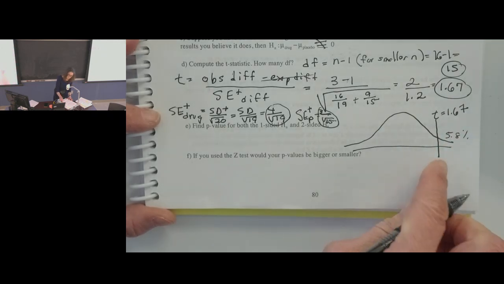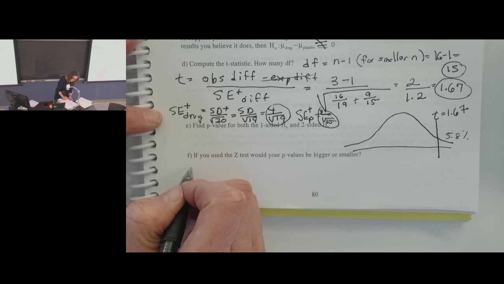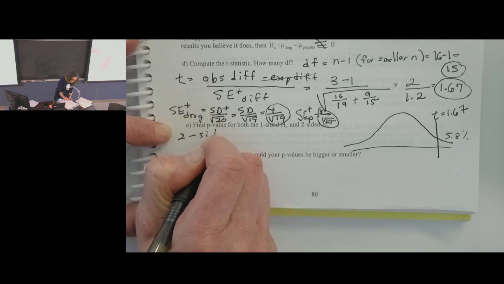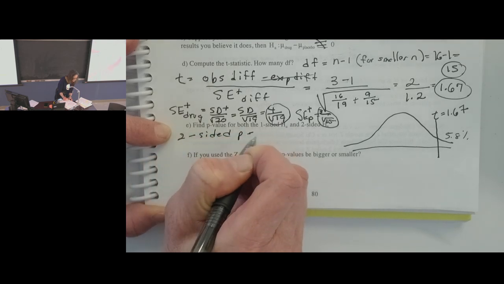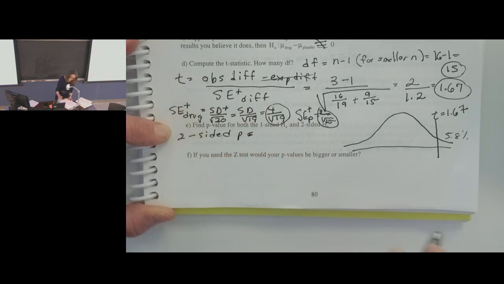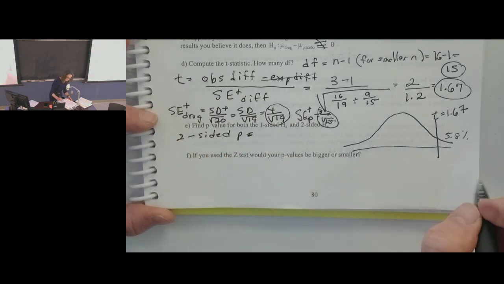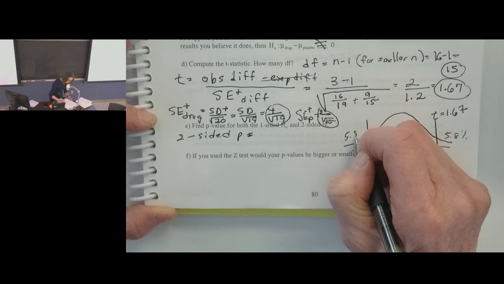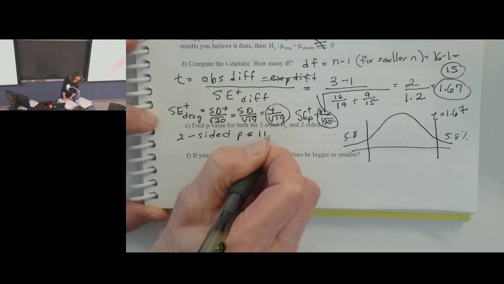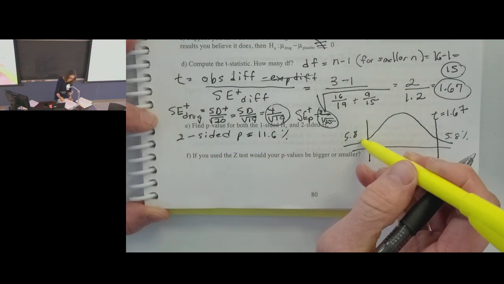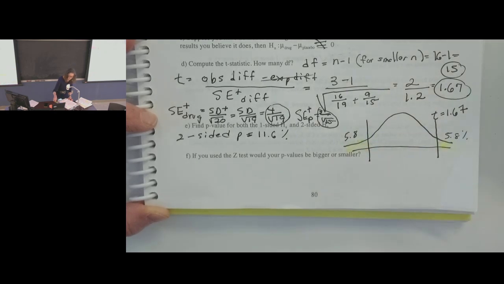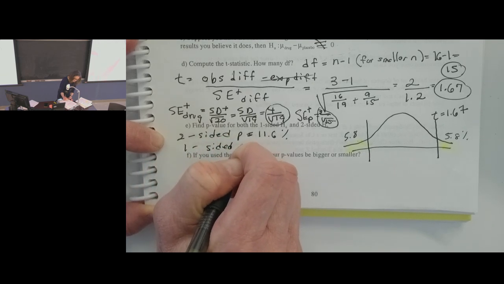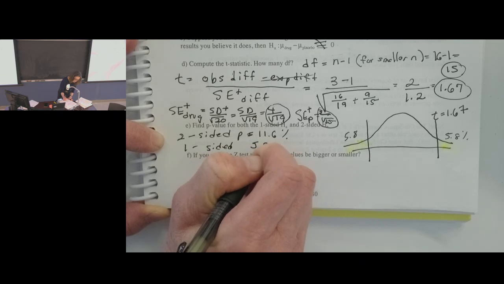All right. Now, for the one-sided p, find the p-value. So for the two-sided p, this would be 5.8. It would equal 11.6%. This would be the two-sided. I use the p-value calculator here. And for the one-sided, it would be what? Half of that, 5.8%.